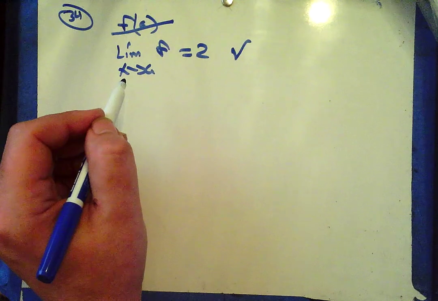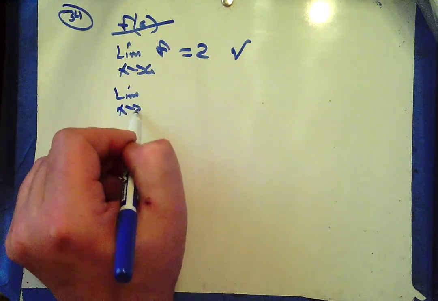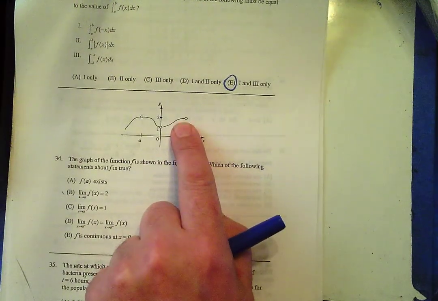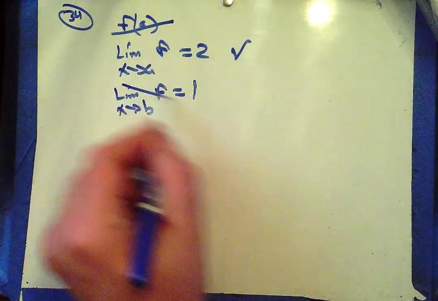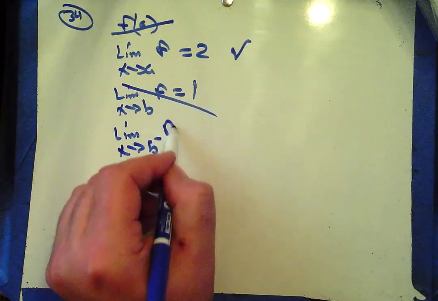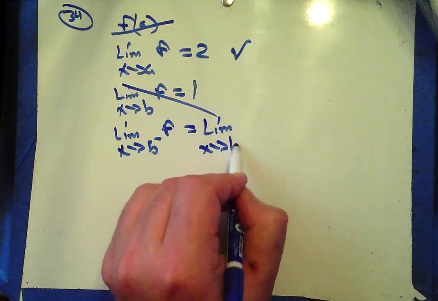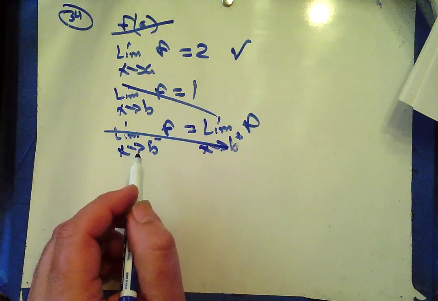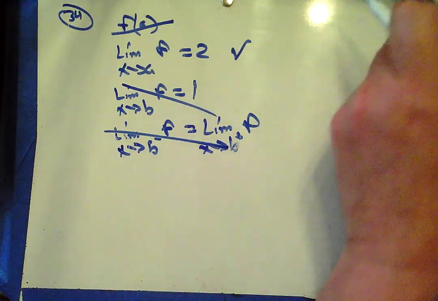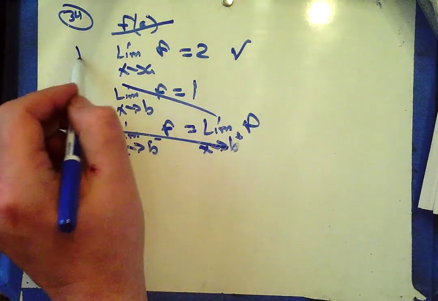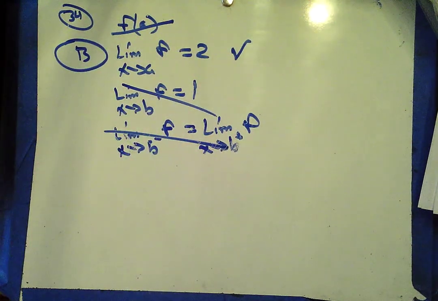Should I go further? Well, just to be sure, the limit as x approaches b of f equals 1. Well, from one side the limit is 1, but not from the other side, so the limit at 1 does not exist. The limit as x approaches b from the negative side of f equals the limit as x approaches b from the positive side of f. Well, we just got through saying they're approaching two different y values, so no, those limits aren't the same either. And then f is continuous at 0. F is not continuous at 0 because the limit of the function doesn't equal the value of the point. So my answer here is B for number 34.